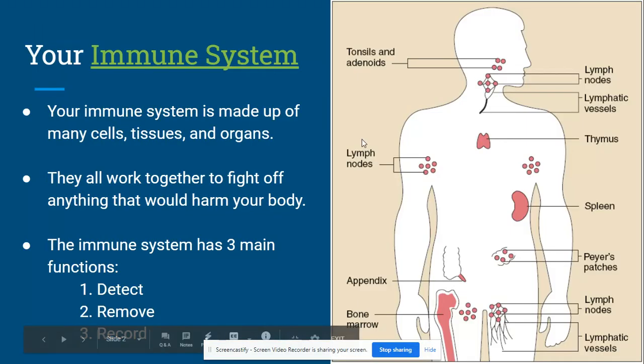Okay. So your immune system is made up of many cells, tissues, and organs. We are not going to be going into every single organ, tissue, or cell. They all work together to help heal your body. Basically, your immune system has just three main functions: detect anything that's bad, remove those bad things, and then record or remember those bad things in case they infect your body again.